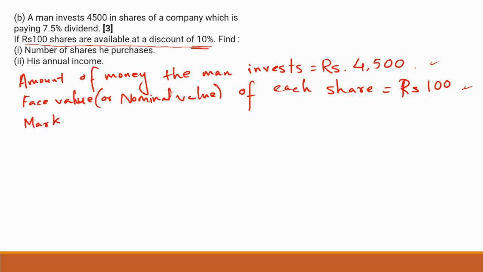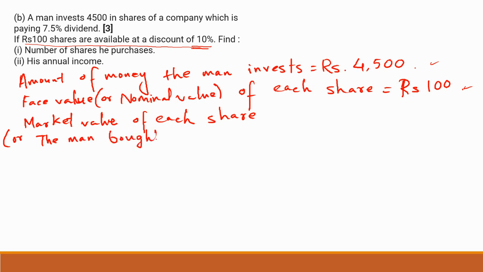Market value of each share, then you can write market value of each share, or you can write the man bought each share at a price, something like that. Or you can write this also. Let me make it clear. Or the man bought each share at a price. Okay, so anything you can write. This is just for reference.